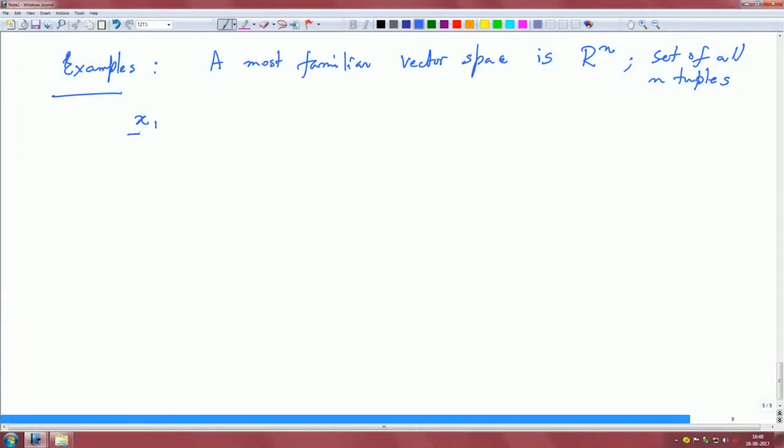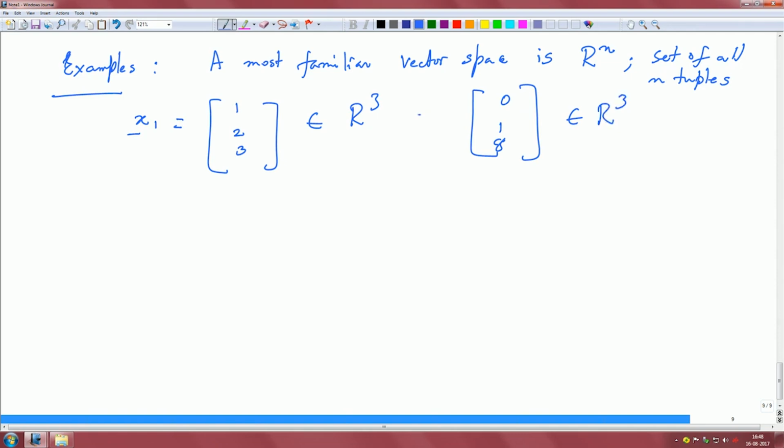So if, say, n equals 3, you can think about x1 as say (1, 2, 3), this is belonging to R3. Similarly you have (0, 1, 8), this belongs to R3, and so on. And there are other examples, slightly non-trivial, but it is conceptually very easy to imagine.